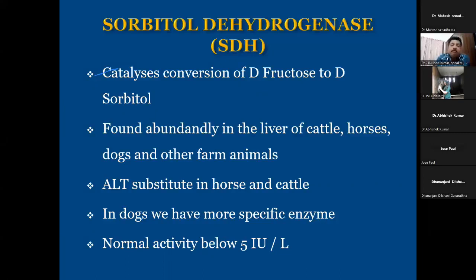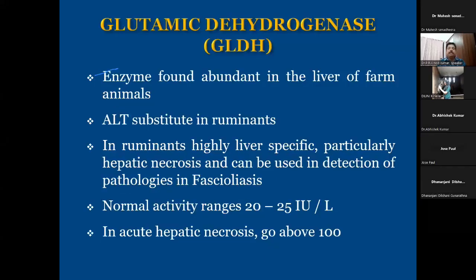In dogs, we have more specific enzymes, like ALT. We have AST, even though it is not a specific enzyme, we can go for it. Then another thing, we have LDH5, which is abundantly found in the liver. And normal activity is below 5 units per liter. Then GLDH. GLDH is abundantly found in the liver of farm animals. So leave it. It is an ALT substitute in the ruminants. The normal activity ranges from 20 to 25 units per liter. In acute hepatic necrosis, sometimes it goes above 100.